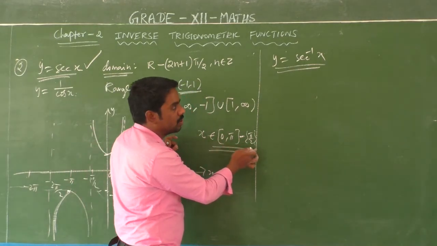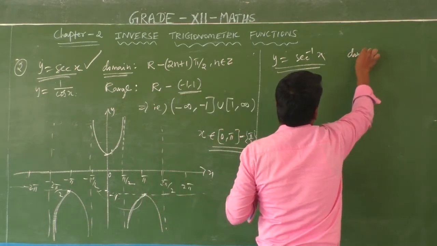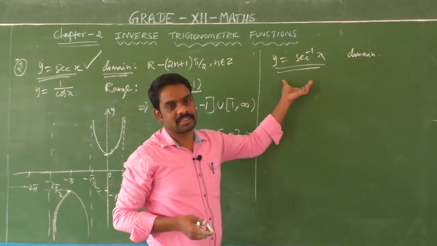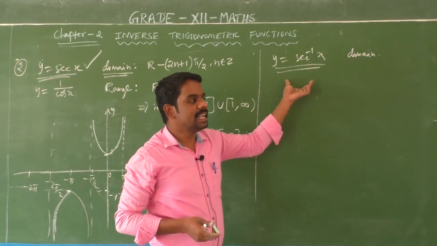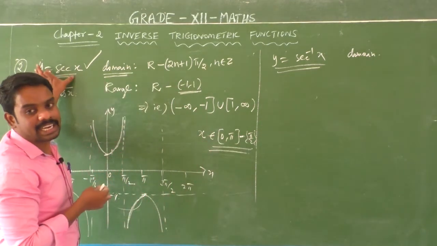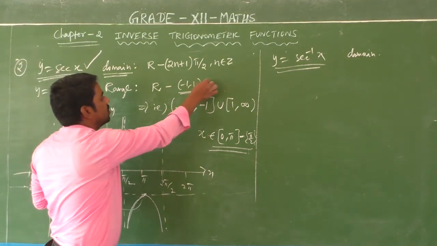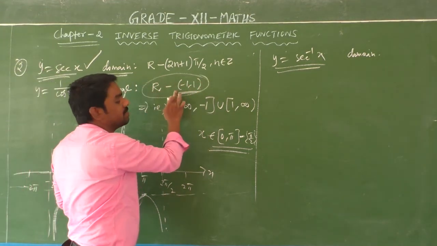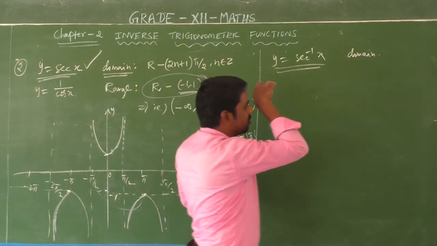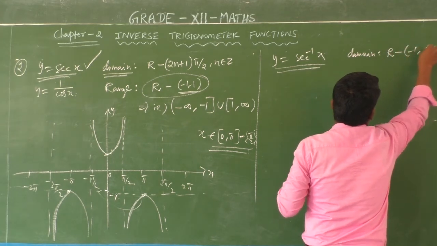Listen, here the domain of this secant inverse x function is equal to the range of this secant x function. Here the range value is the set of all real numbers except the open interval minus 1 comma plus 1. This is the domain of secant inverse x. So the set of all real numbers except the open interval minus 1 comma plus 1.